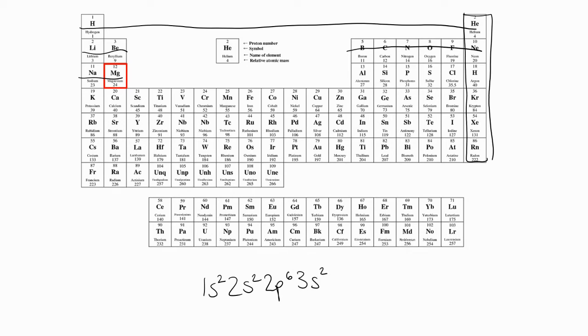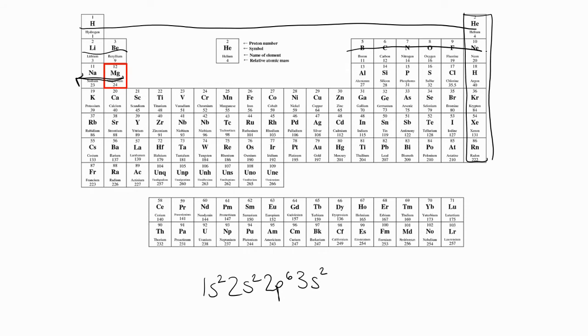What the noble gas configuration does is we're going to look for the previous noble gas. So we can't go forward, we have to read backwards. Normally if you're reading the periodic table, you go from left to right and then from top to bottom. You're basically going to do the opposite of that to find the previous noble gas. So from magnesium, let's go backwards and then go up.